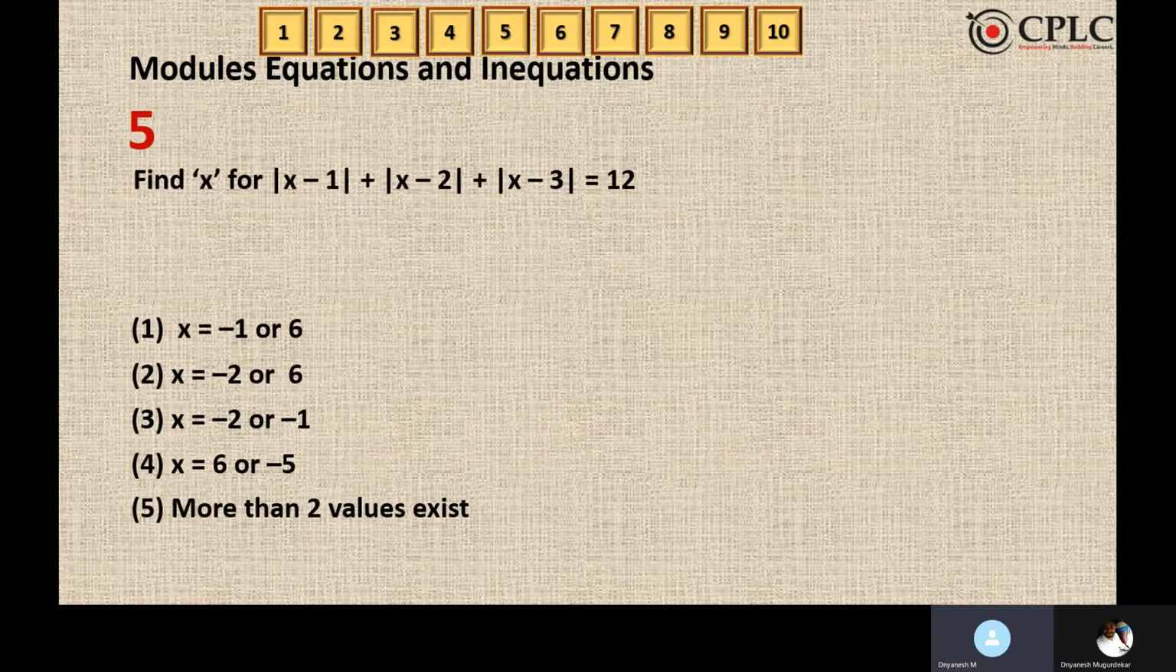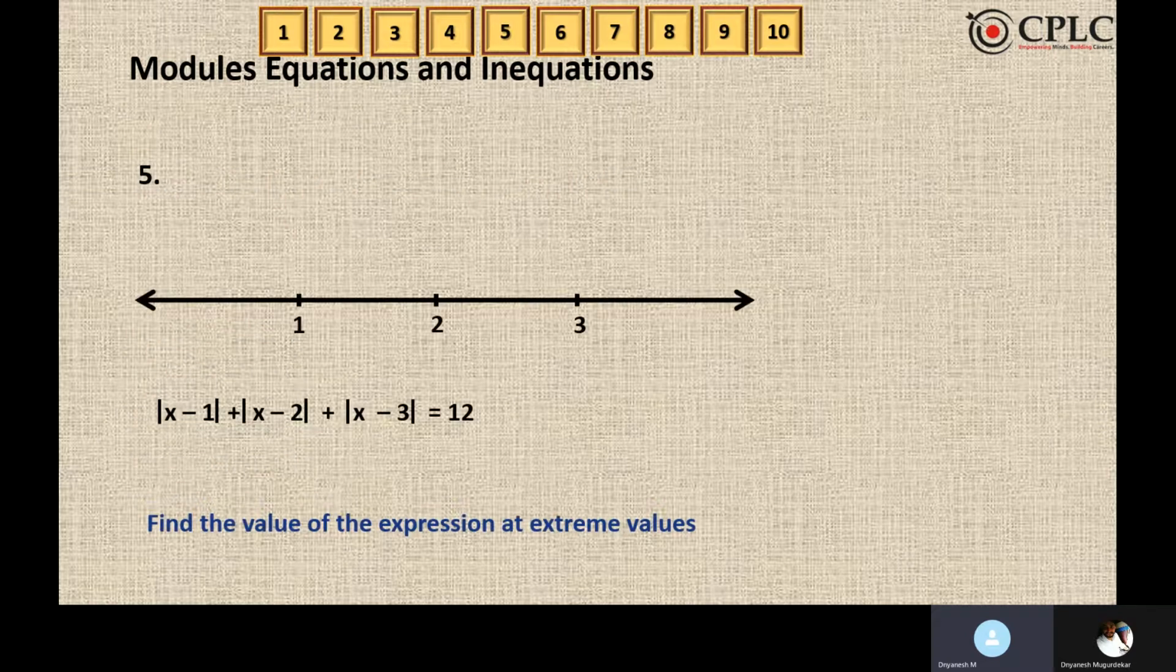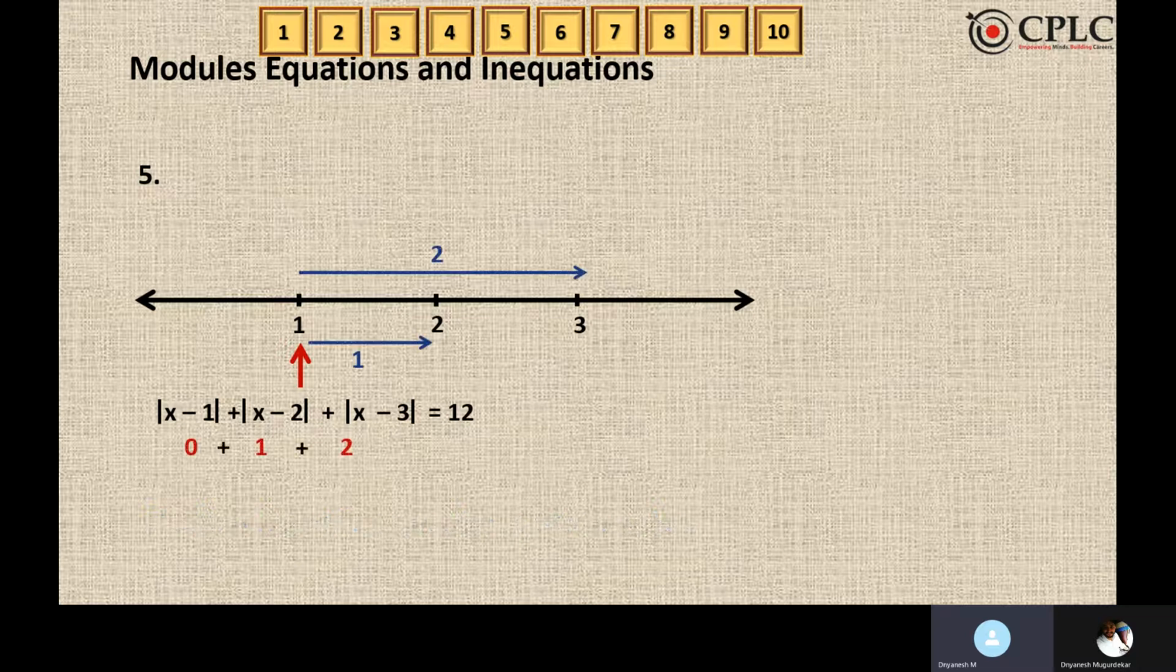Fifth one, 3 modulus. The approach is slightly different but more or less the same. Points on the number line in ascending order are 1, 2, and 3. Whether it is 3 modulus, 4 or 5 or more, this approach remains the same. You find the value of the expression at the extreme points one by one. Let's substitute the first extreme point, x is equal to 1, in the original question. When you substitute x is equal to 1, the value that you get is 3. But the given value is 12.